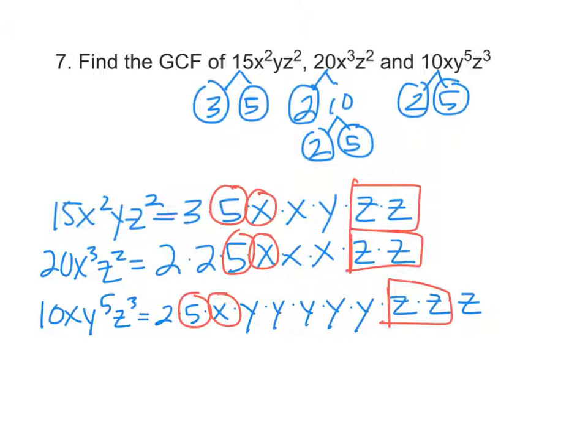So now what I'm going to do is take just one set of these factors. So every list has a 5, an x, a z, and a z. For the GCF, I'm going to multiply one set of those factors. So 5x, and then z times z is the same thing as z squared.